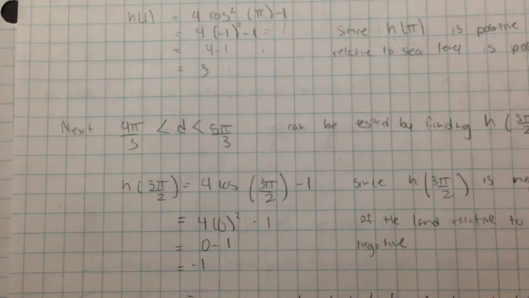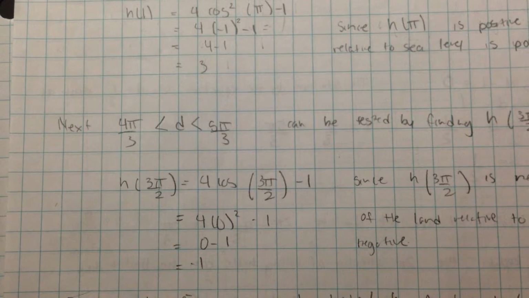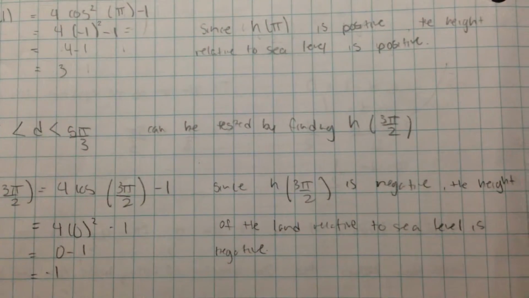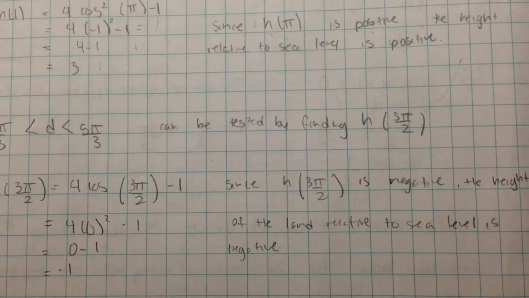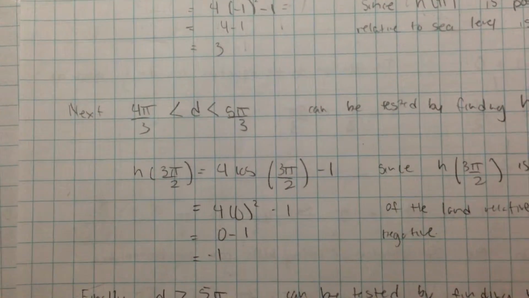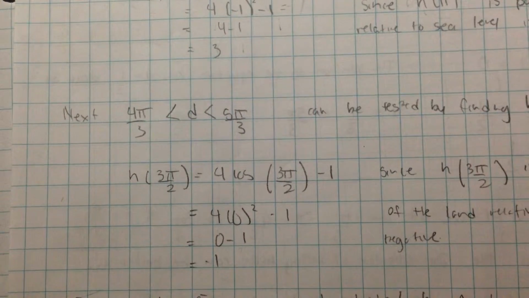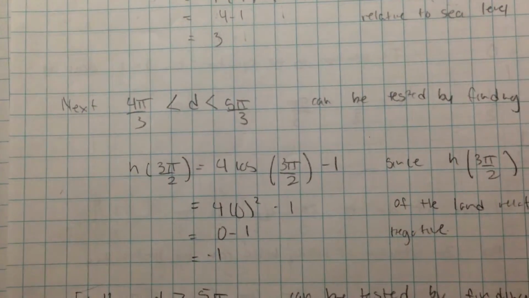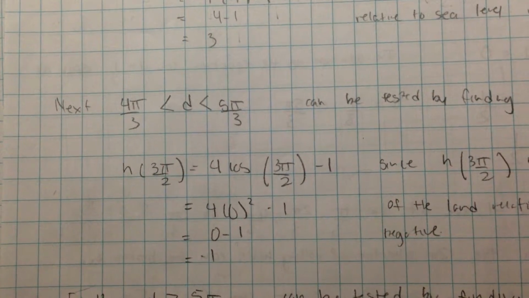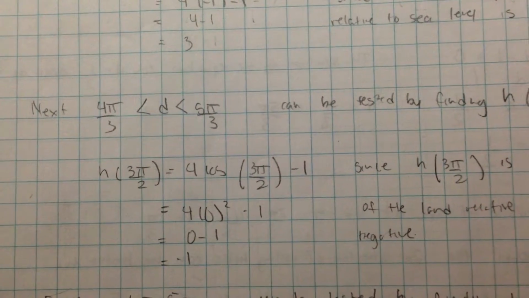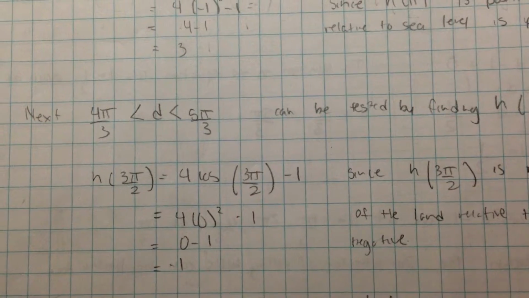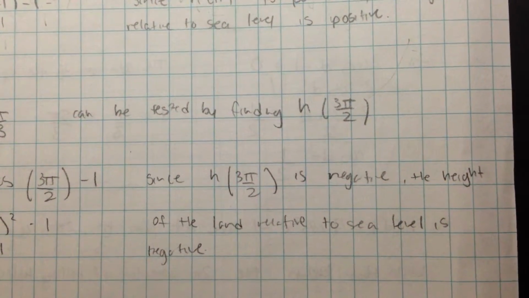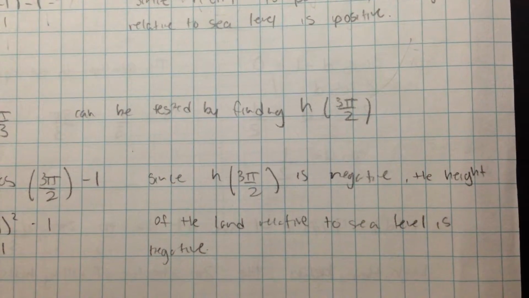Now let's move on to the next interval, which is 4 pi over 3 less than d less than 5 pi over 3. It can be tested by finding h of 3 pi over 2. So you sub that into the equation. That equals 4 cosine squared 3 pi over 2 minus 1. Cosine 3 pi over 2 is equal to 0, so you get 0 minus 1 equals negative 1. Since h of 3 pi over 2 is negative, the height of the land relative to sea level is also negative.